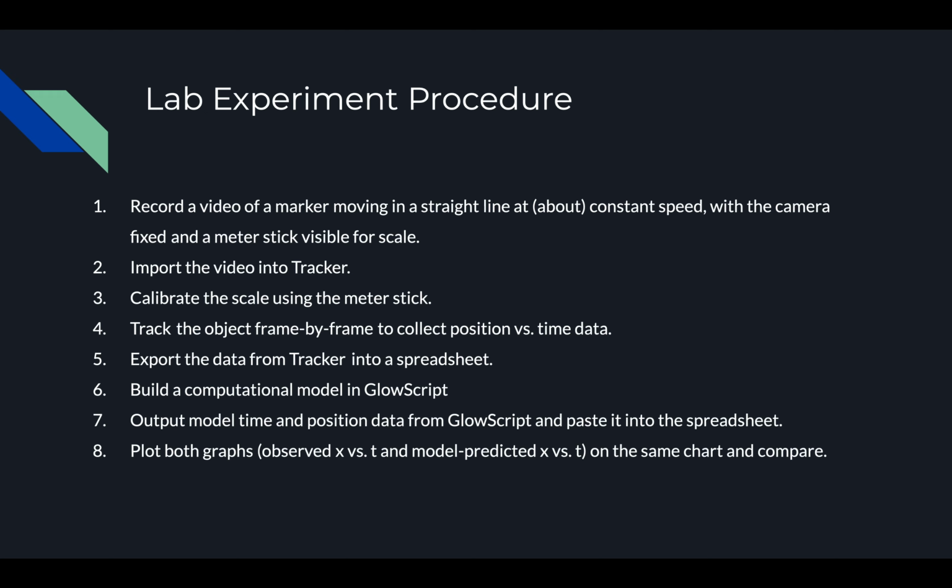And then we export the data from Tracker into the spreadsheet, and then we build a computational model in GlowScript, output model time and position data from GlowScript, and also paste it into that same spreadsheet. And then we plot both graphs, observed x versus time and model predicted x versus time, on the same chart and compare.